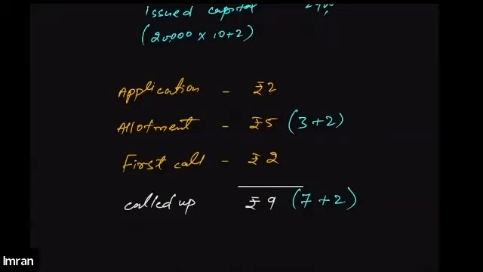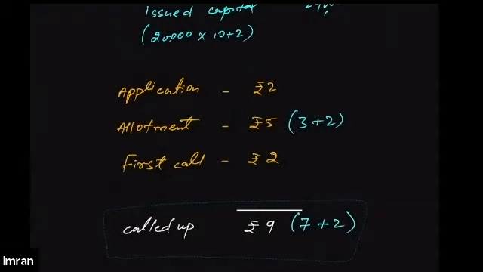Yes, Alexander. Your question, please. Yes, sir. I was asking, it's 9 rupees here, but in the question it said 10 rupees. Yeah, that is what I'm telling you. The total face value of the share is 10 rupees. I'm not saying this is the total face value. This is the called up amount. The company has called rupees 2 on application, 5 on allotment, and 2 rupees on call. The company did not ask for the remaining amount.